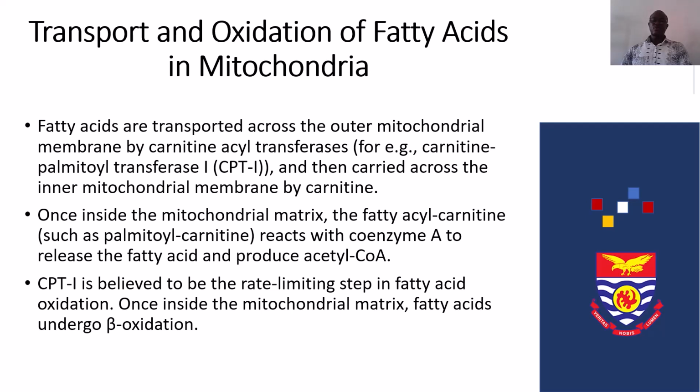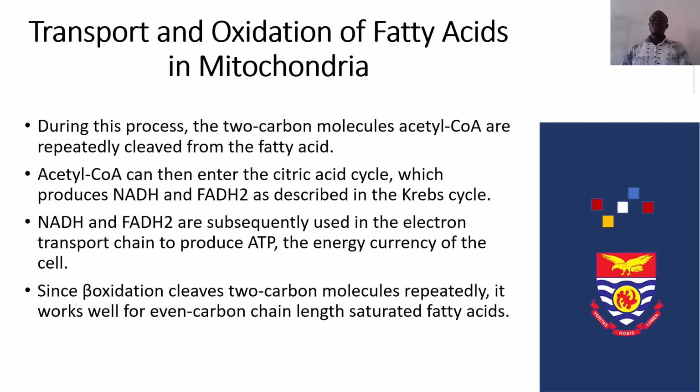Once inside the mitochondrial matrix, fatty acids undergo beta oxidation. During this process, the two carbon molecules, acetyl coenzyme A, are repeatedly cleaved from the fatty acid. Acetyl coenzyme A can then enter the citric acid cycle, which produces NADH and FADH2, as described in the Krebs cycle. NADH and FADH2 are subsequently used in the electron transport chain to produce ATP.